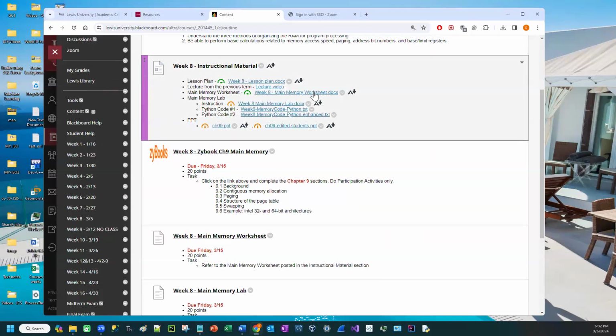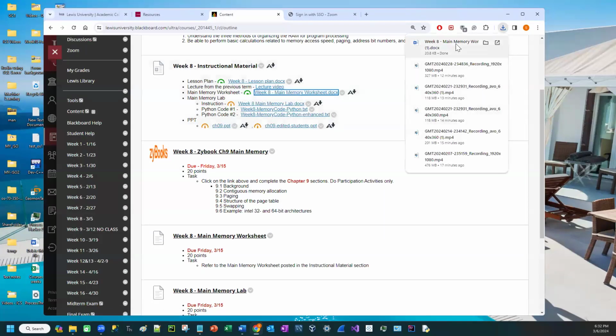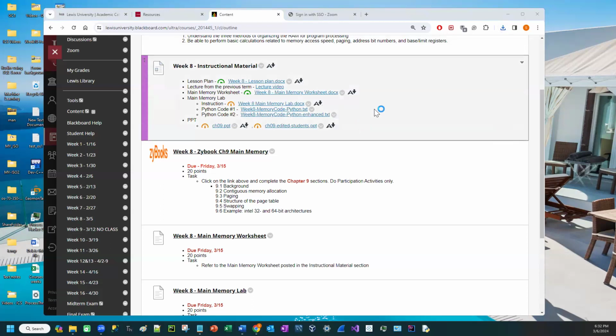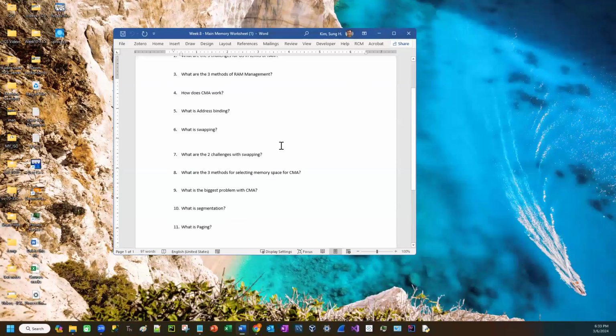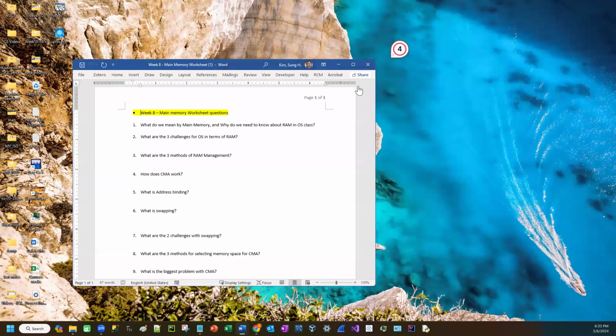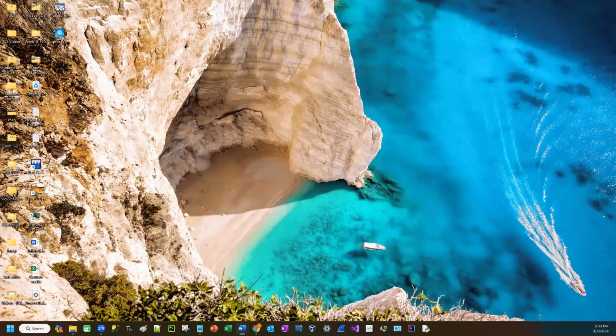And if you click on this worksheet, you should get this one. There are 11 questions in here, so I will go over them, but I'm not going to use this one because this one is for you. I'm going to use the one with all my notes on it. So let me bring that over here.